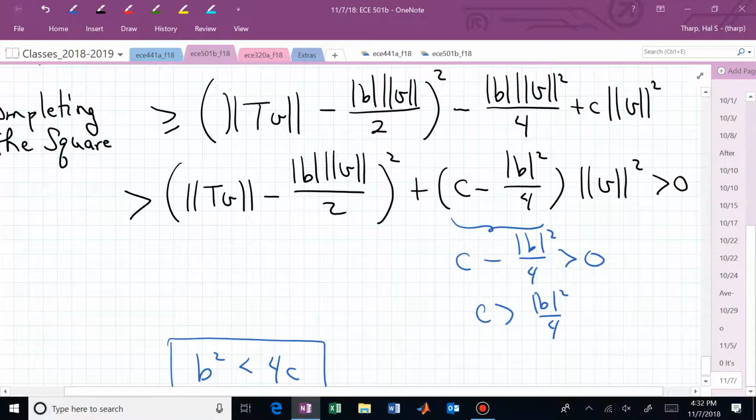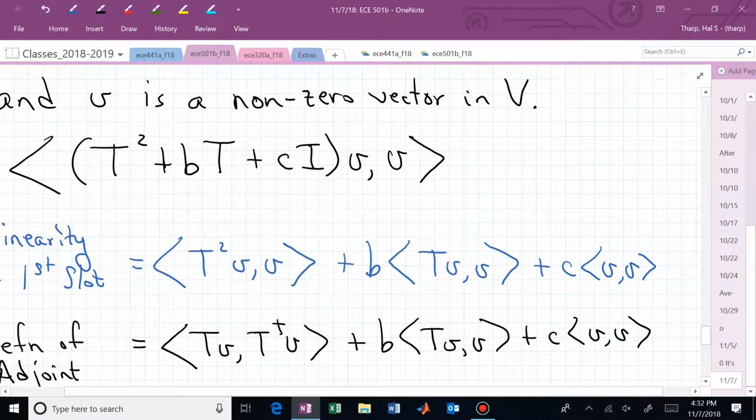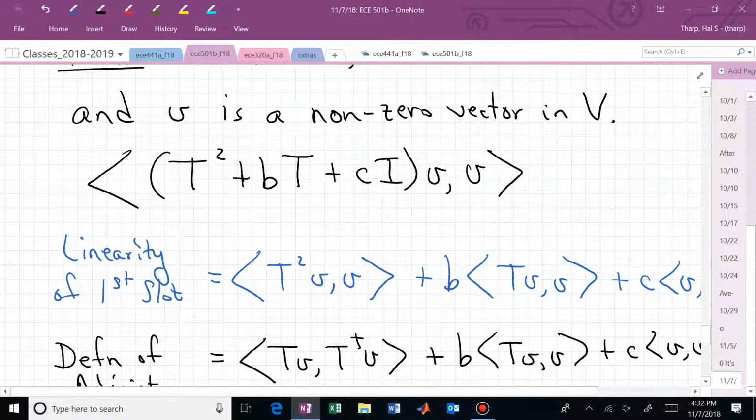And now what did I start with? I'm going to do this slower. That's what I started with, that inner product, and now I've shown that that is bigger than 0 as long as b squared is less than 4c.